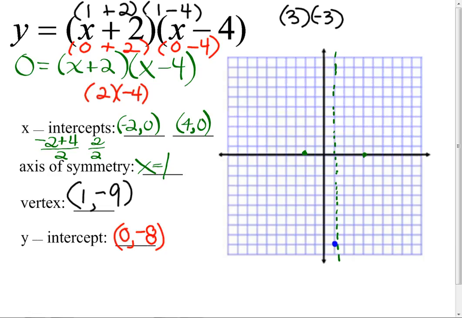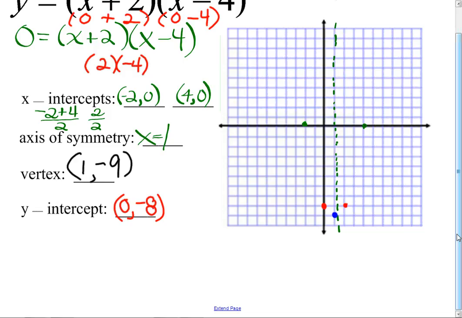Plus, I know that if I go over 1 and up 1, that's that point. You could do it by the counting method like I just did. They didn't ask us to do general form, but maybe we should.